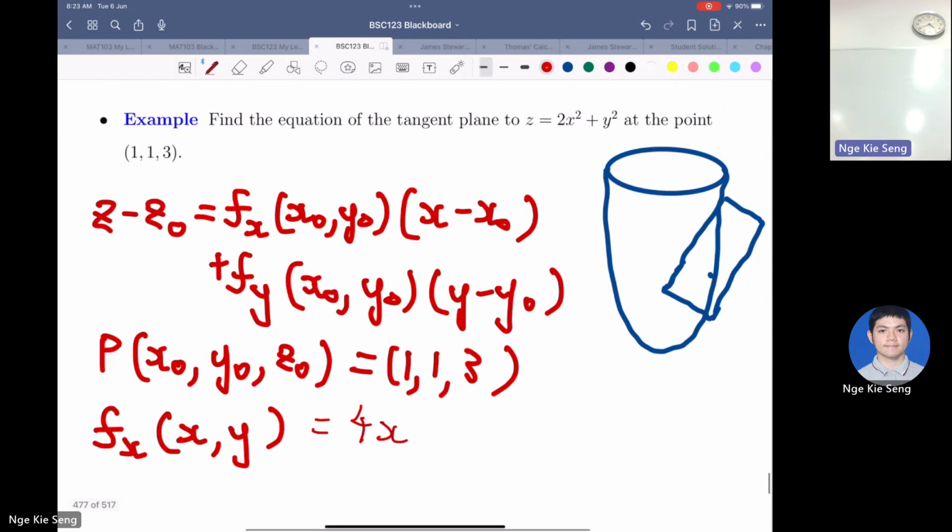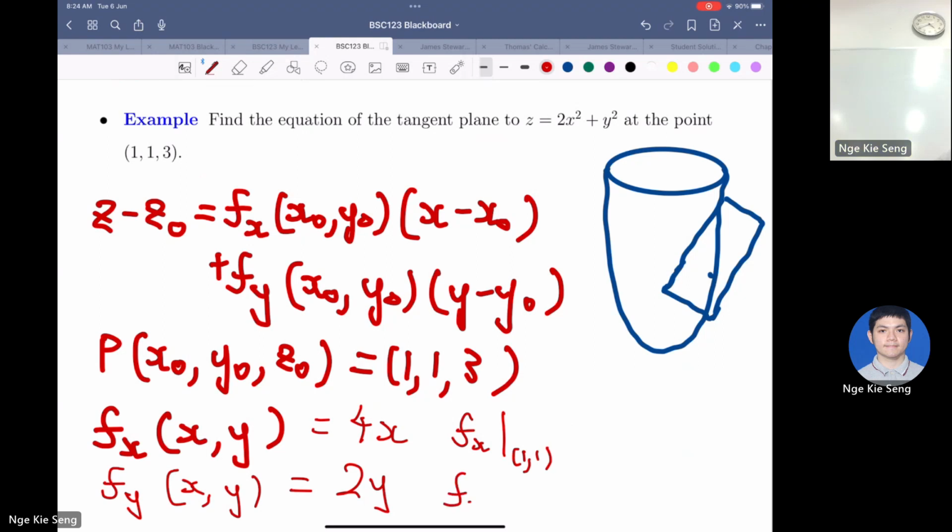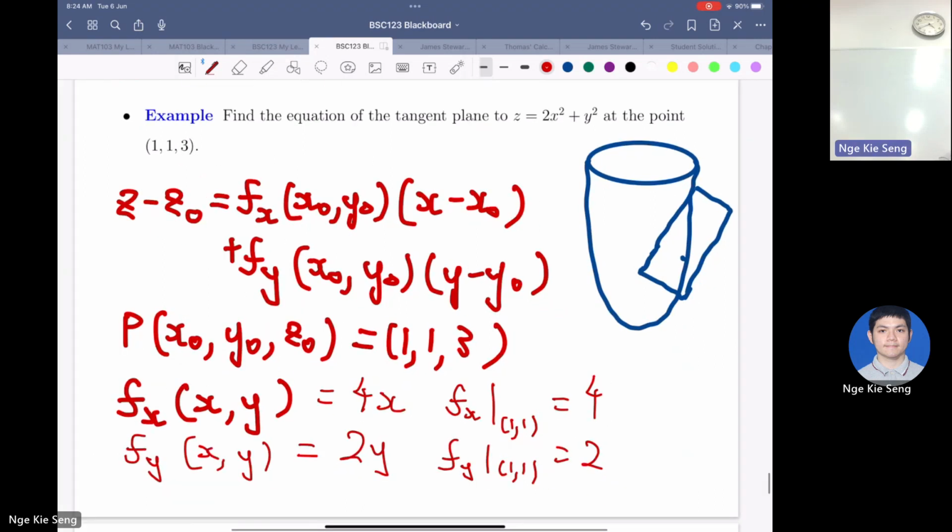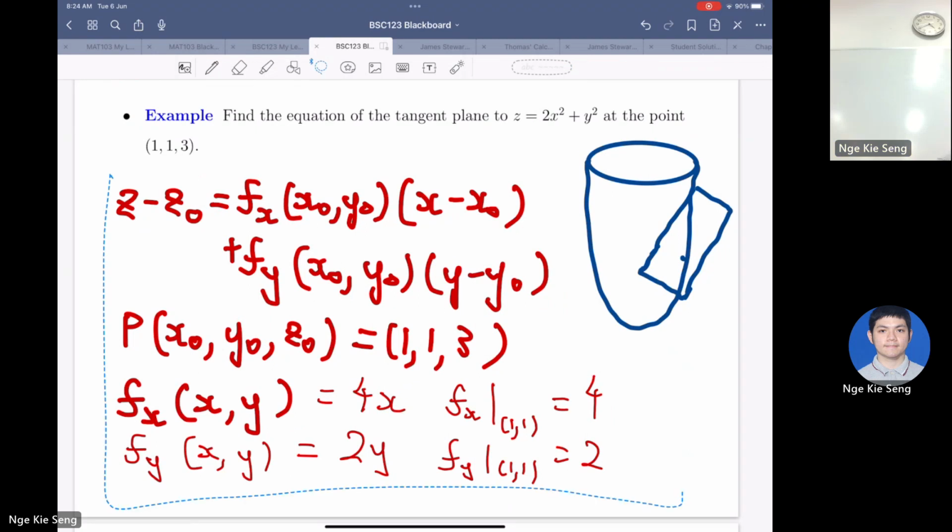And then how do we differentiate f with respect to y? We treat x squared as a constant again, so we get just 2y. Okay, so this is the partial derivative. We want this value at 1, 1, so we sub 1 into x and 1 into y, and we get 4 and 2. So all together here, what do we get?